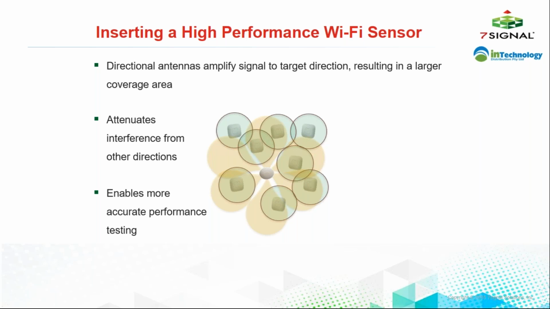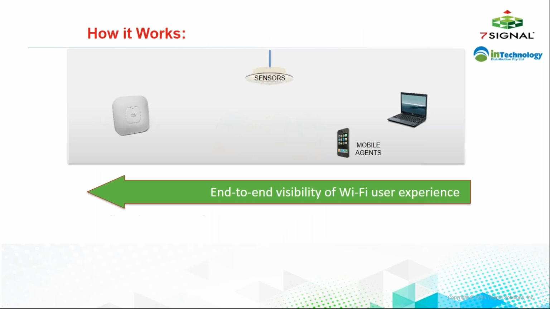Because of the directional beam steering that we have inside, we get incredible coverage. It also attenuates or suppresses the noise that's coming from the other areas, and it allows us to have great benchmark tests, very accurate performance testing when we do that. So that's our unit in the middle there. We call it the Sapphire Eye, and this is in fact what it does and how it works.